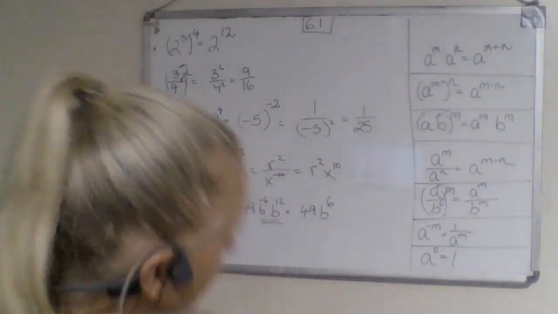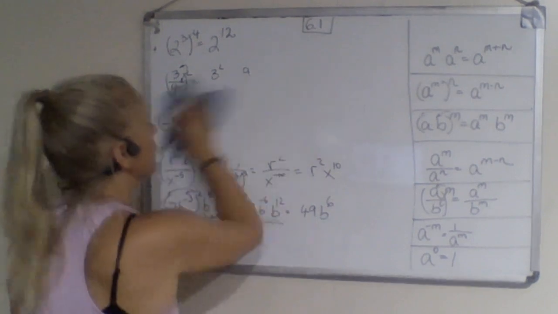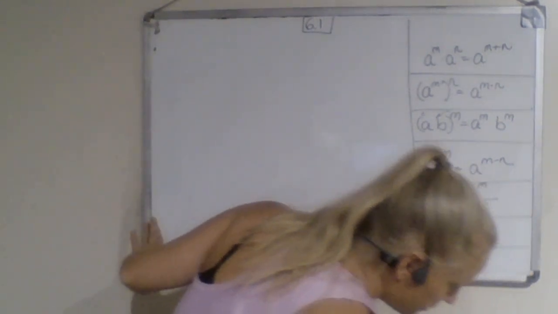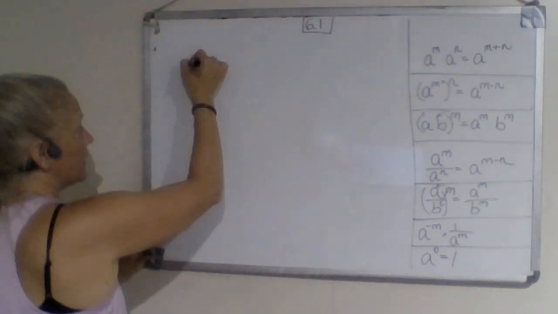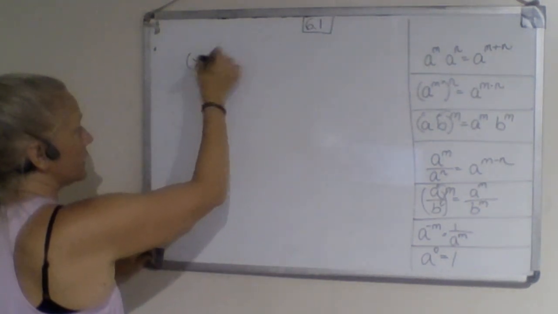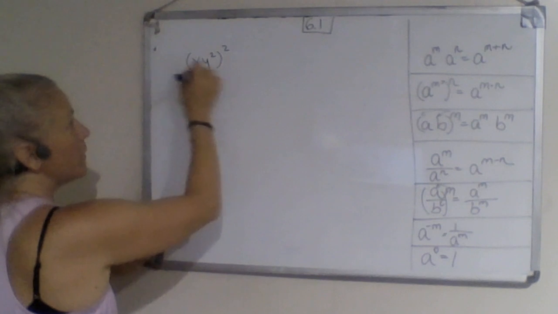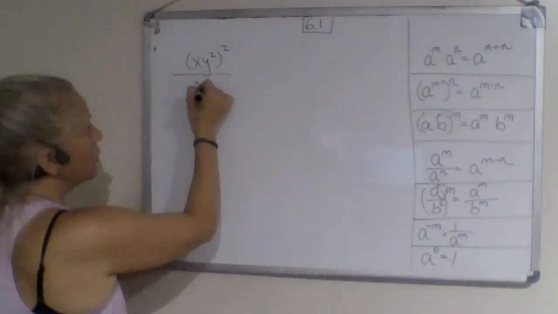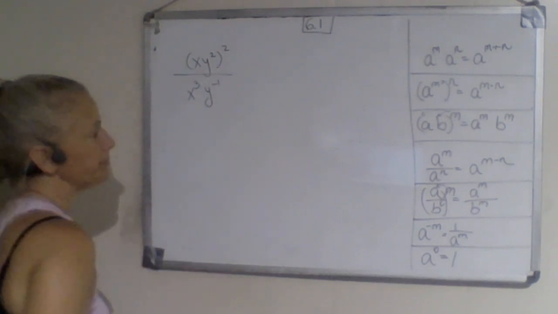Let's look at another example. I didn't have room, so I wrote as many as I could ahead of starting the video. The last example in the book is one that's a little bit more complicated. x, y to the second, all of it to the second power, all over x to the third, y to the negative 1.